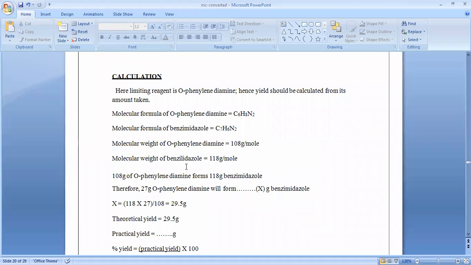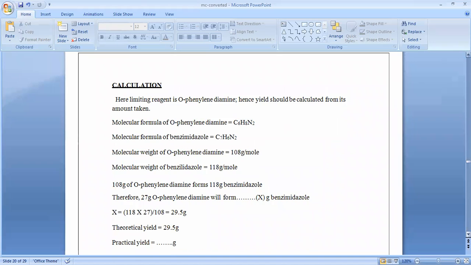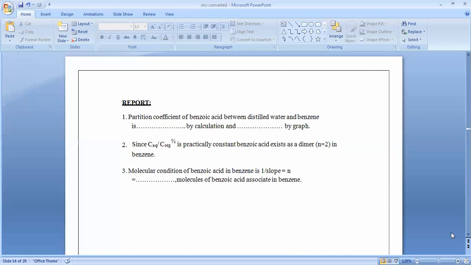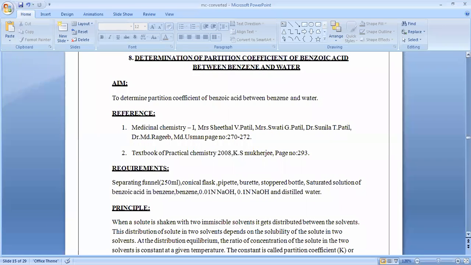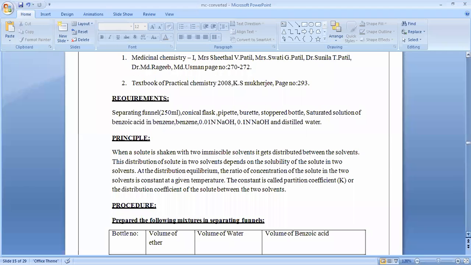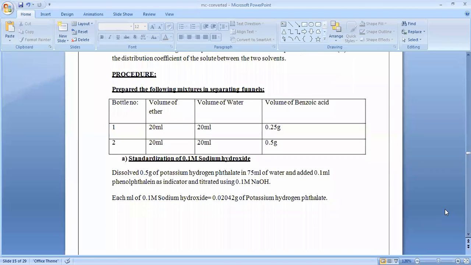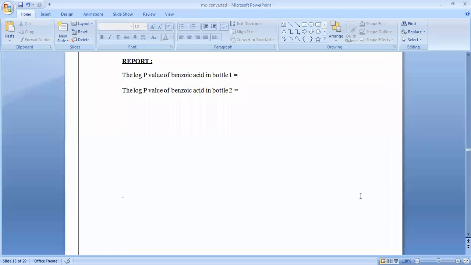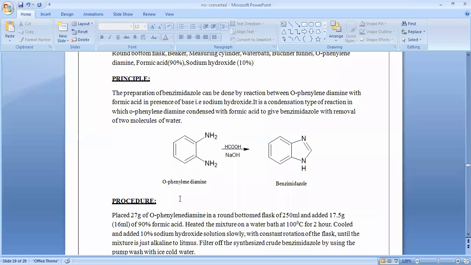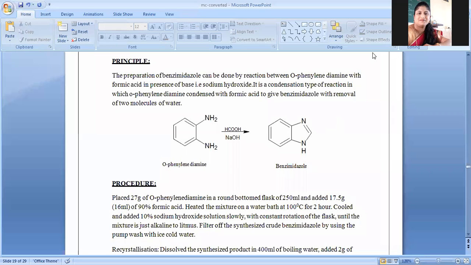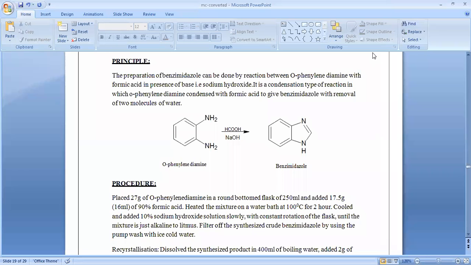Now, we know how much quantity we have taken for the synthesis. We have taken 27 grams of orthophenylene diamine.